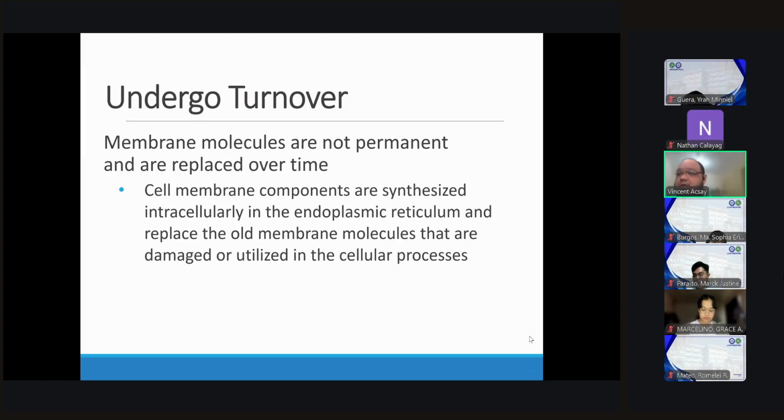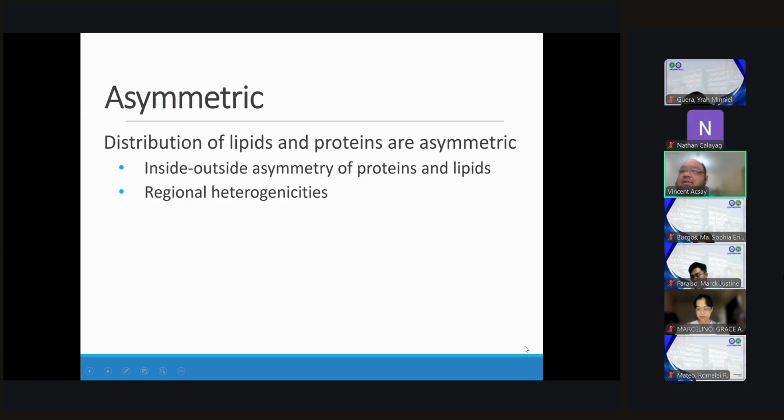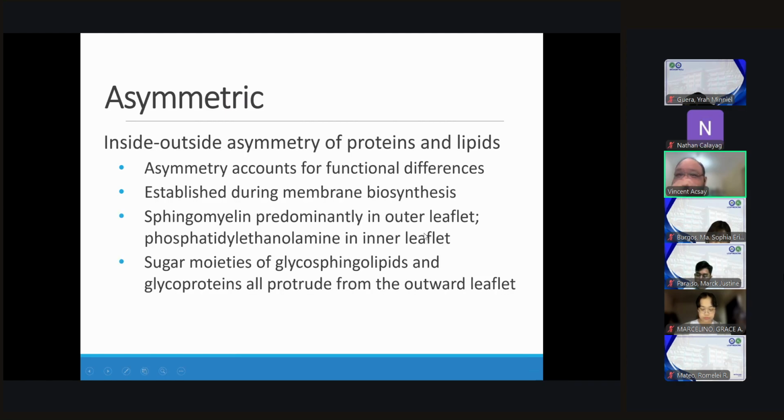So that's the fourth property, undergoing turnover. The fifth is they can exist in asymmetry. They are asymmetric. So the distribution of lipids and proteins themselves are asymmetric, right? In two parts. There is an inside-outside asymmetry of proteins and lipids, and then there are also regional heterogeneities. First, the inside-outside asymmetry, where this accounts for the functional differences within the cell.